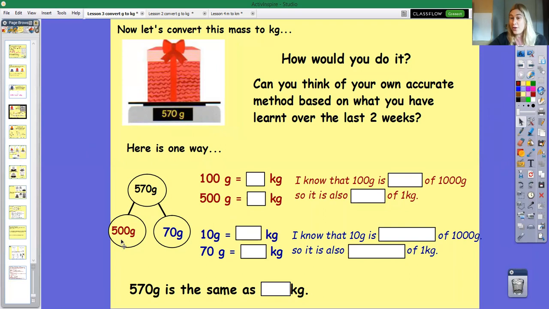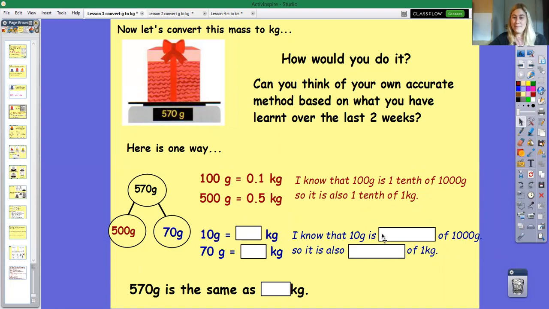I'd use what I know, I'd use my reasoning, because we did some similar calculations to this yesterday, because we've got 100 grams and we've got 10 grams, because 570 grams can be split into 500 and it can be split into 70. So I know that 100 grams is 1/10 of a kilogram, okay? I'm going to read that here as well. I know that 100 grams is 1/10 of 1,000 grams. So it is also 1/10 of 1 kilogram, okay? So if 100 grams is 1/10 of a kilogram, 500 grams has got to be 5/10 of a kilogram, okay?